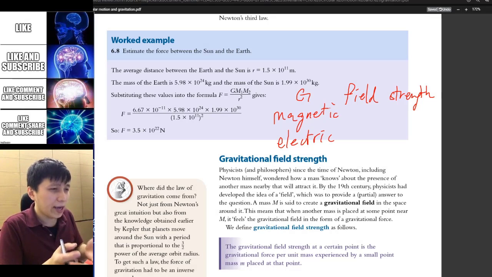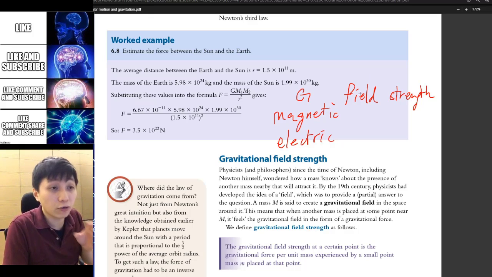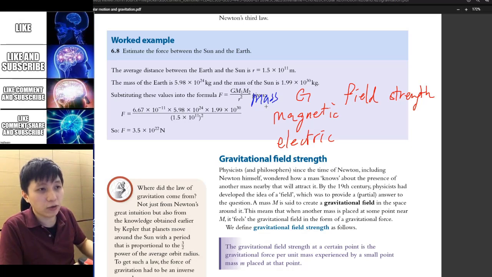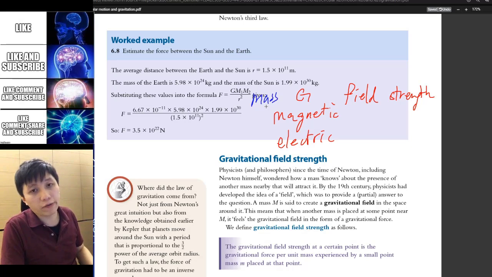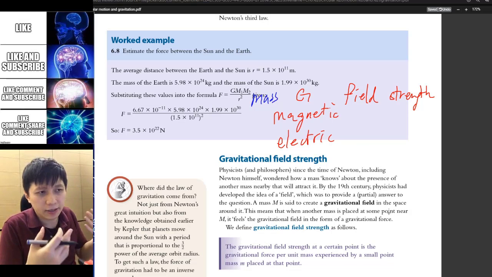So other than looking at the common things about the field strengths, we should also look at the different things. Think about gravitational field strength. It is referring to the force experienced by the mass you have. So the more mass you have, you experience a greater gravitational force. So what about magnetic field and electric field then?